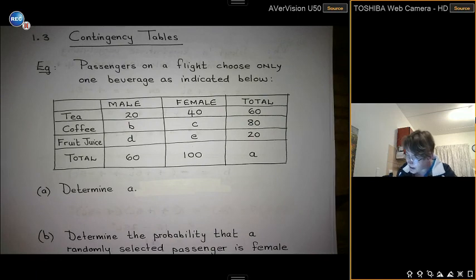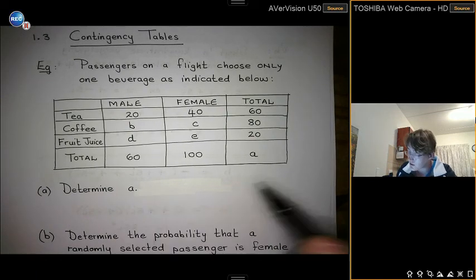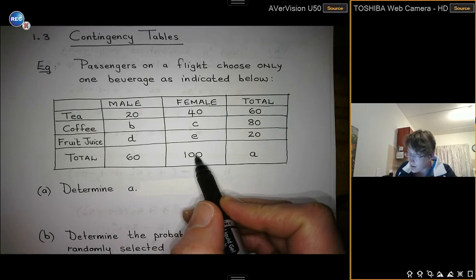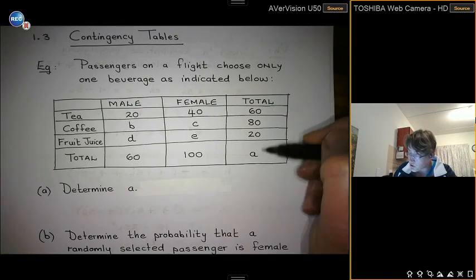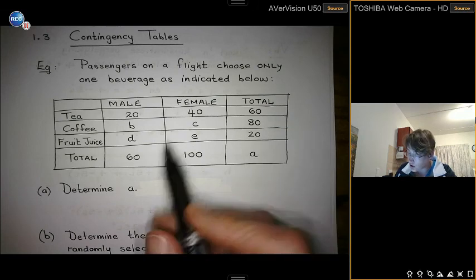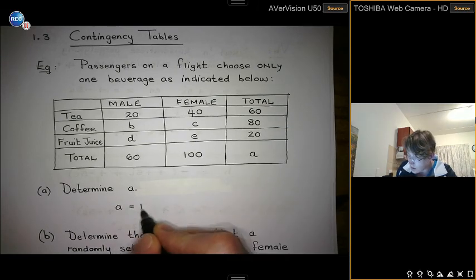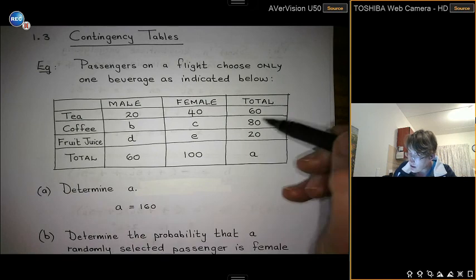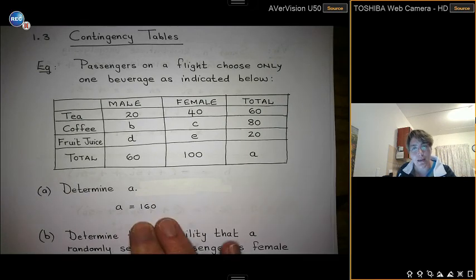Now the first one they say determine A, which is pretty easy and straightforward, because that column plus that column total must add up to A, and those 3 row totals must add up to A. So I can either go 60 plus 100 is 160, or I could have gone like this, 80 plus 20 is 100 plus 60 is 160. So that's pretty easy and straightforward.